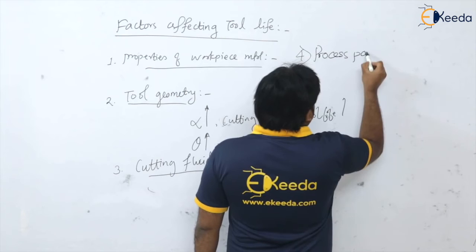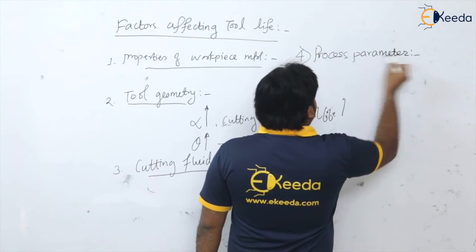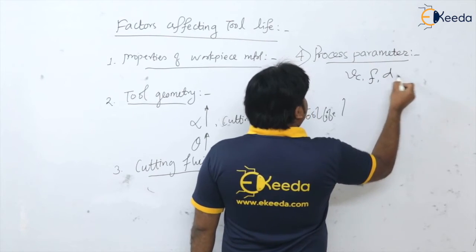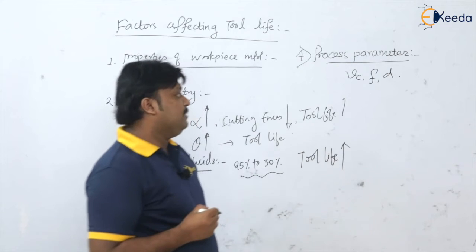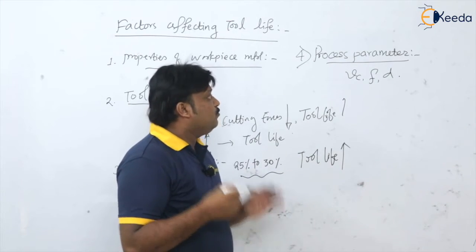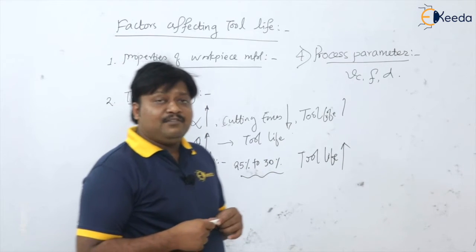Which are the process parameters in the machining? We are having speed, feed, and depth of cut. Okay, speed, feed, and depth of cut. And see, in this fourth point, that is process parameters, the F.W.